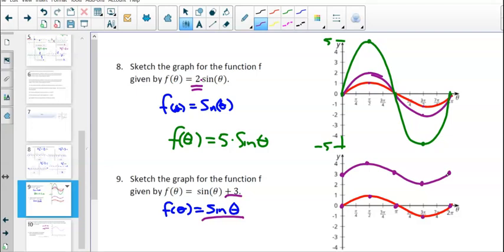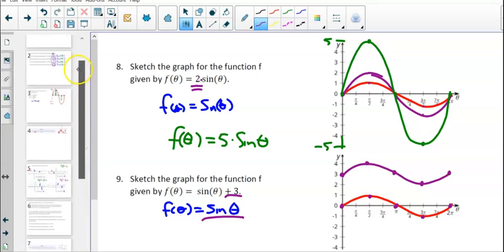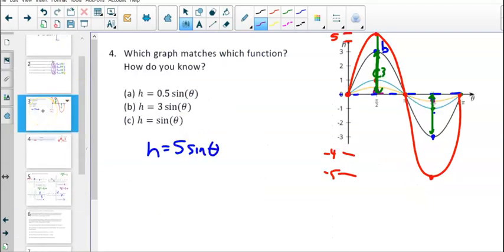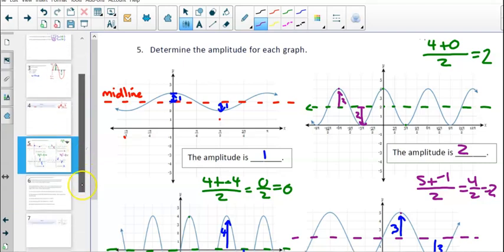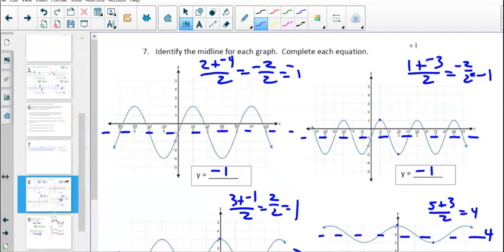Now, the part that's really critical here, going back to previous work, with problem number 4, for example, we have a multiplication problem, and the multiplication actually creates what's called the amplitude. That's how much the graph is being stretched in both directions. We came down to midline, which is problem number 7. Basically, the midline is where the graph is being split in half. So keep that in mind.